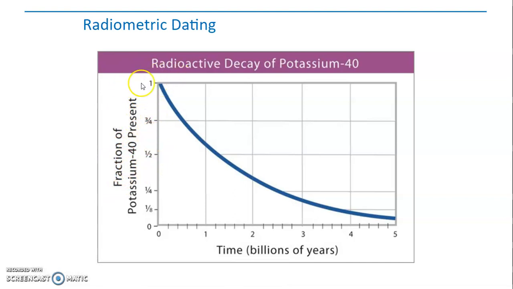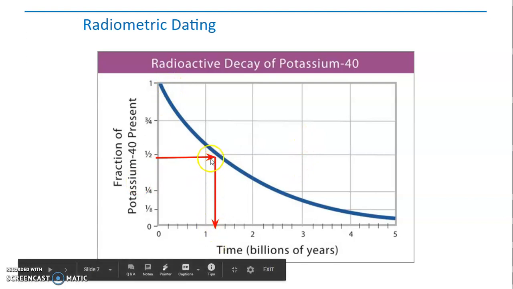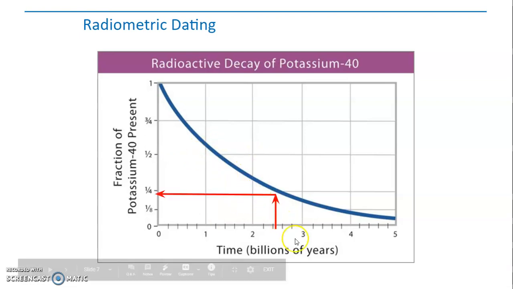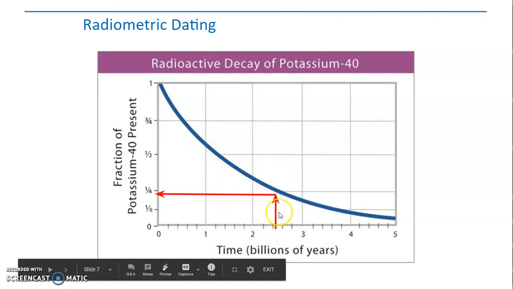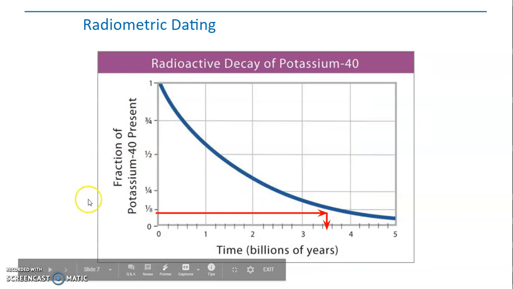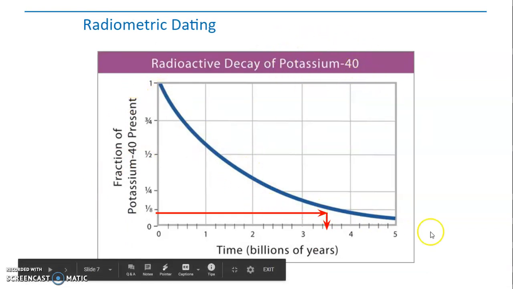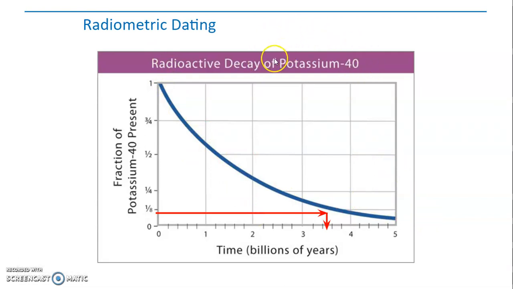So if it started out with 100%, at, for example, about 1 billion years, we're looking at a little more than a half. At 2.5 billion years, we're a little under a quarter, and so on and so forth. So by looking at the amount of, for example, potassium-40, we can determine how old this fossil is because we know how potassium-40 decays. And we do the same thing with carbon. So if you hear about carbon dating, it's the same process.